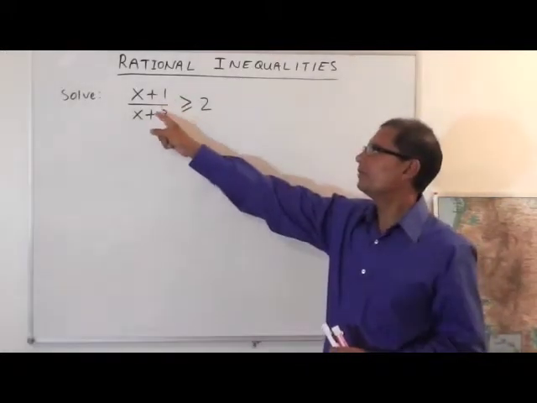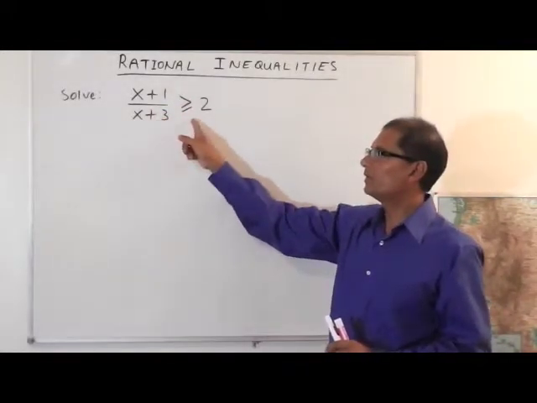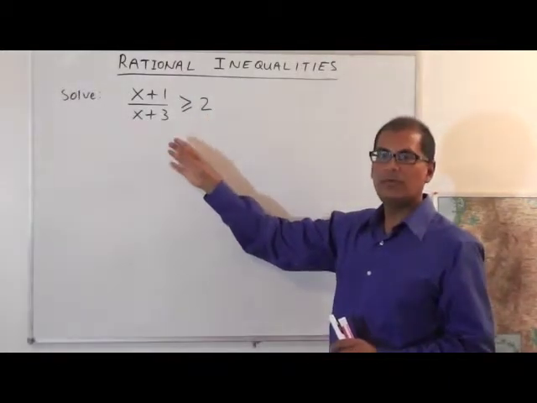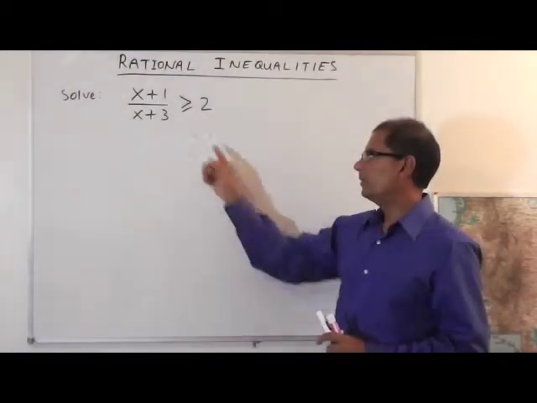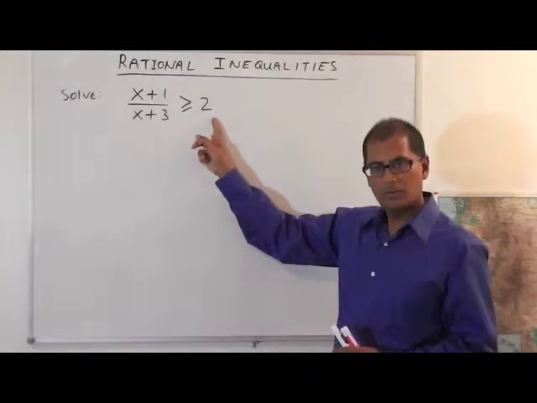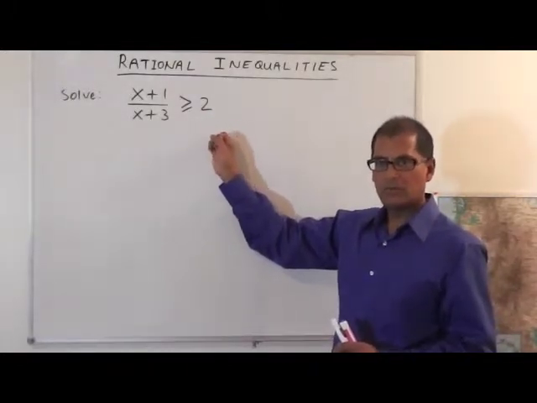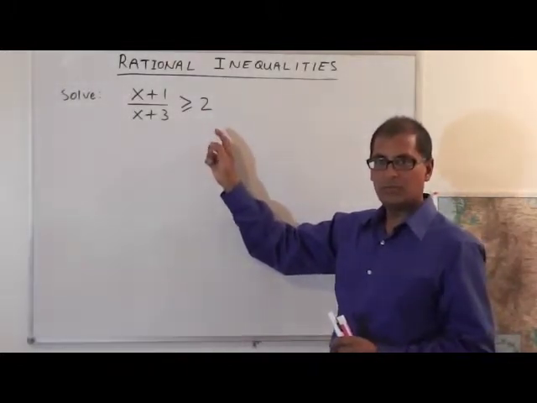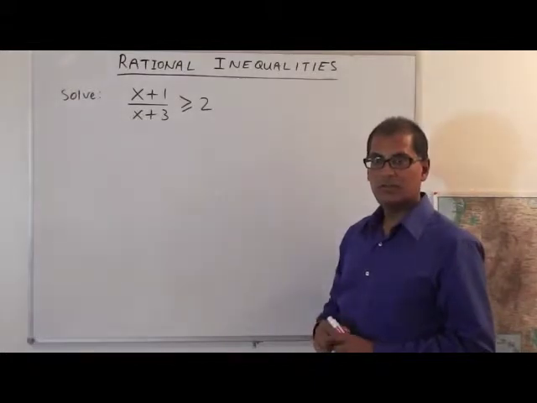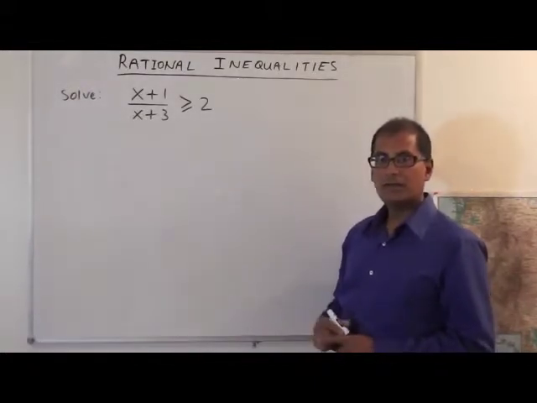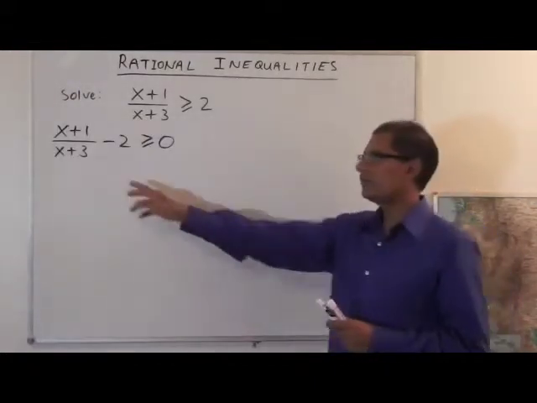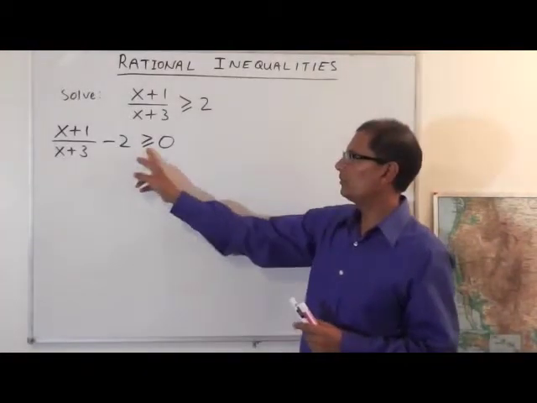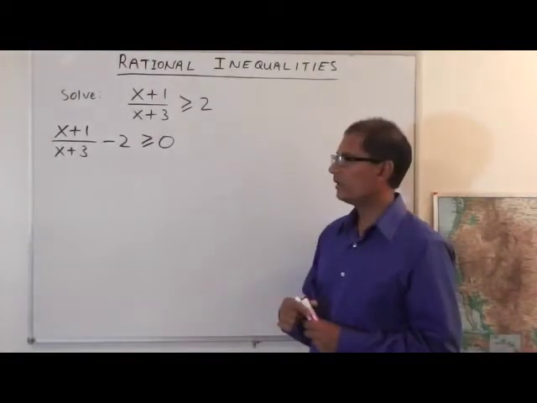We have x plus 1 over x plus 3 is greater than or equal to 2. So we want to know where is that happening. But because we have a 2 on this side and not a 0, we actually have to have a 0 on one side to find the roots. So we're going to subtract 2 from both sides to begin with, and then simplify the rational expression. So we have x plus 1 over x plus 3 minus 2 is greater than or equal to 0. I subtracted 2 from both sides.